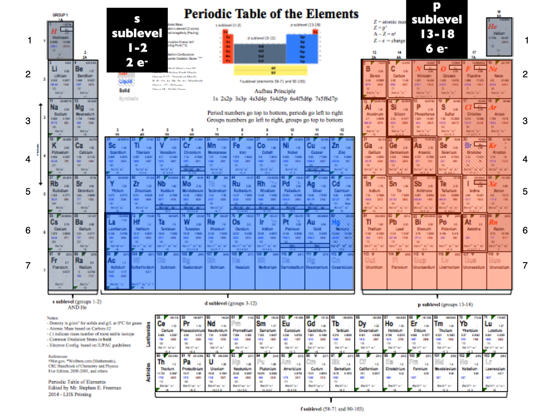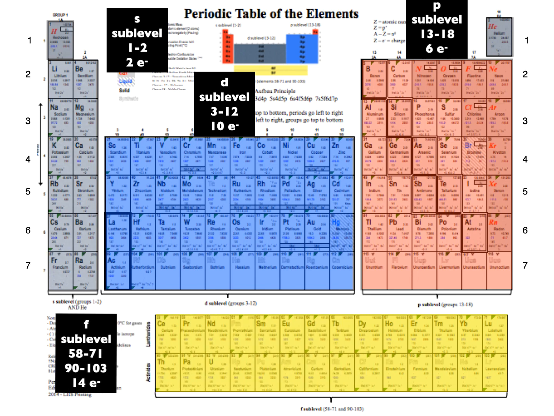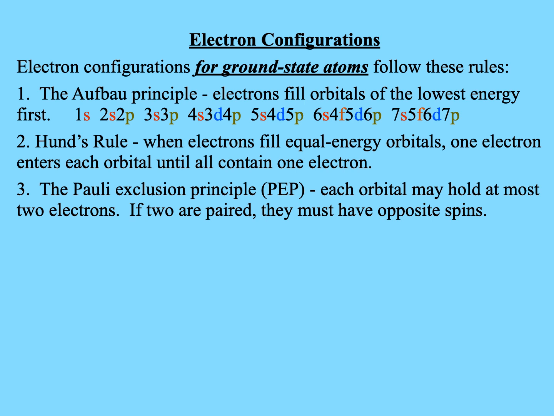The center, 10 columns from 3 through 12, those are the d sublevel. And the bottom 14 are the f sublevel. So when I created this periodic table that I've given you, you notice that I have broken the periodic table into its 4 sublevels. Now, electron configurations for ground state atoms, meaning they're not ions, they're just in their ground state, which is the lowest state.